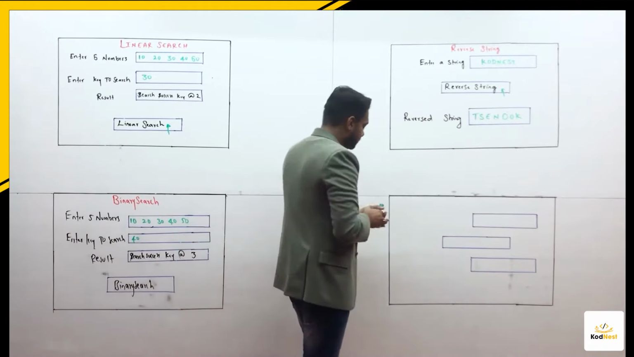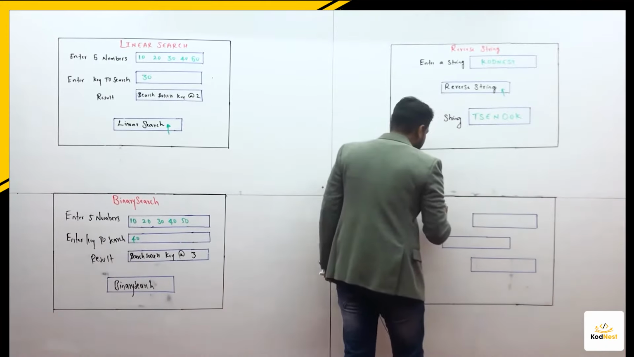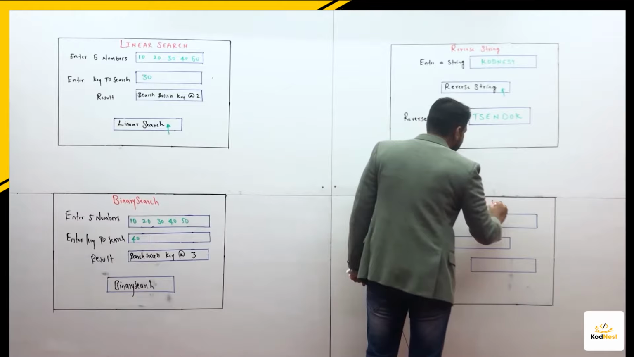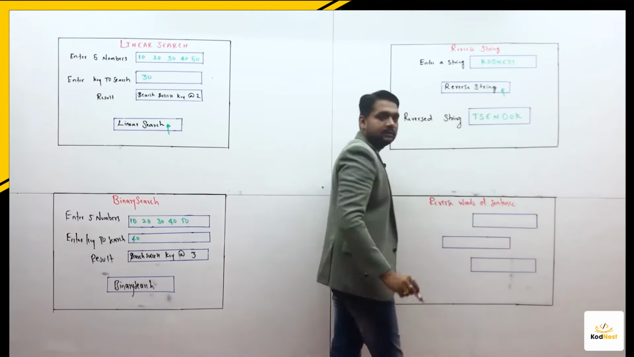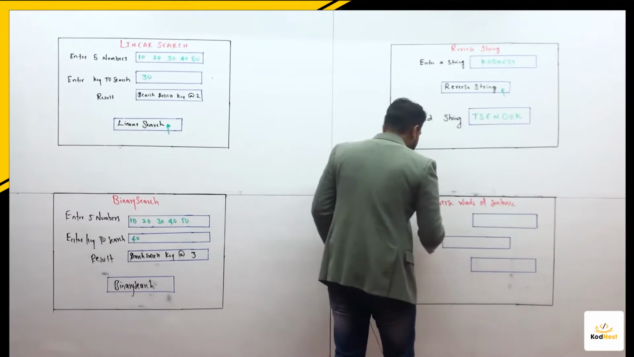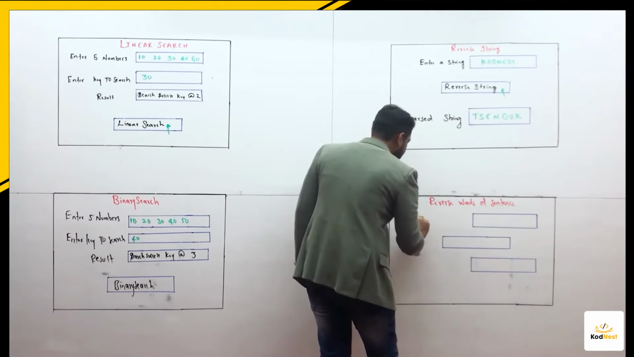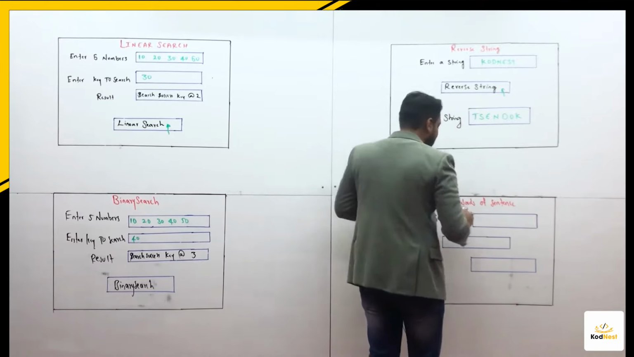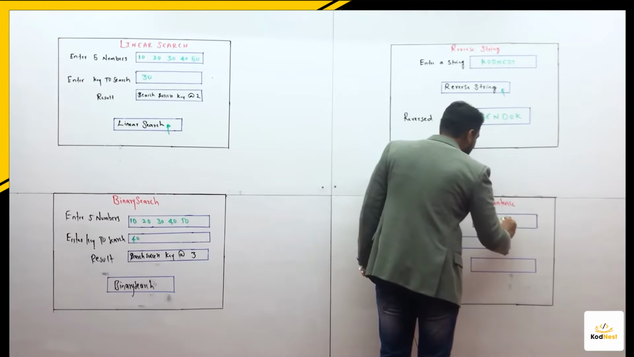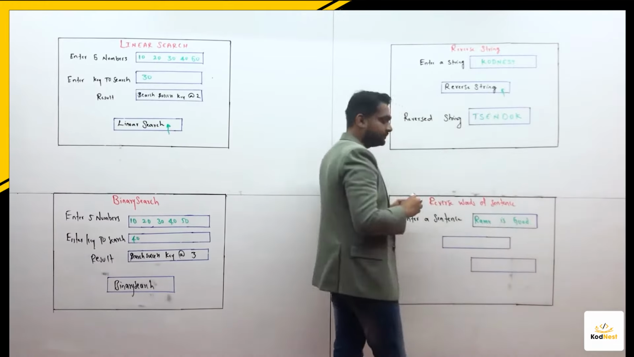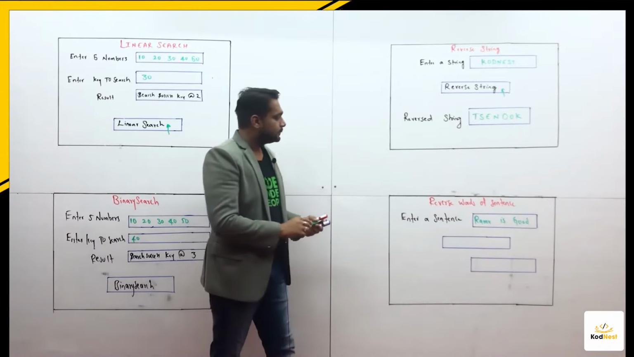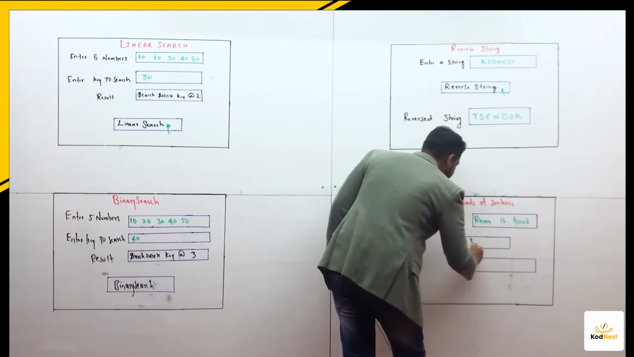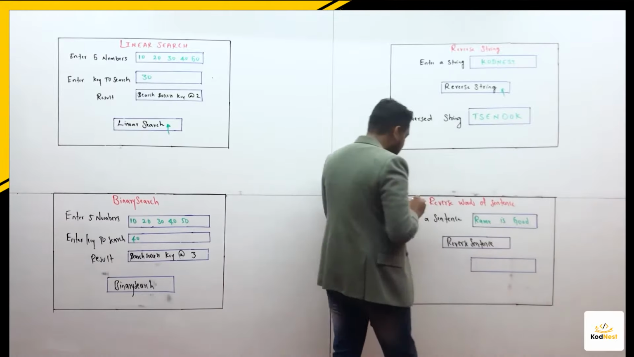Probably one more, the last one. Here you will have Reverse Words of Sentence. You will be given a label, Enter a sentence. By seeing this message, the user will enter a sentence like this, Ramu is good. Probably here you will have a button called Reverse Sentence.